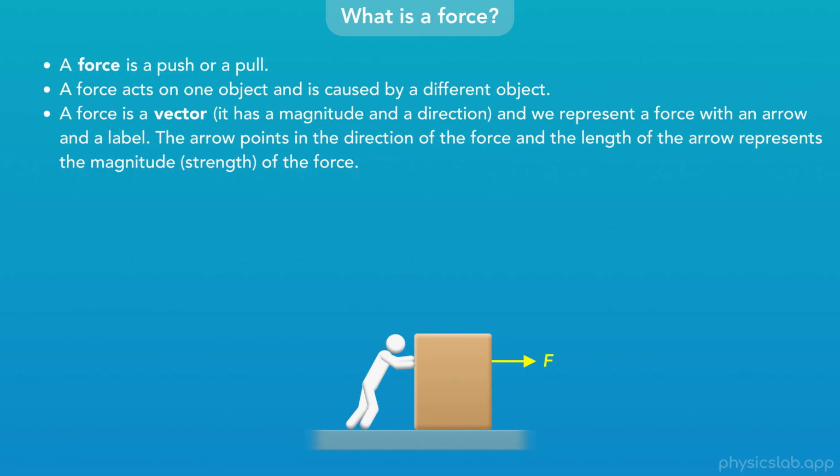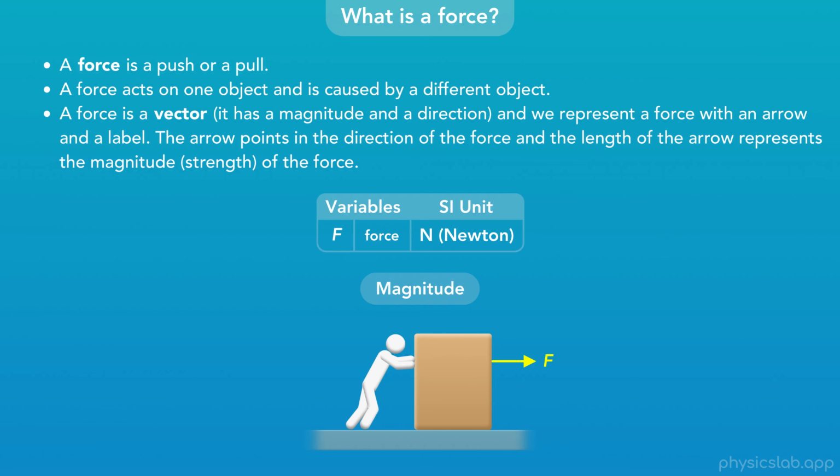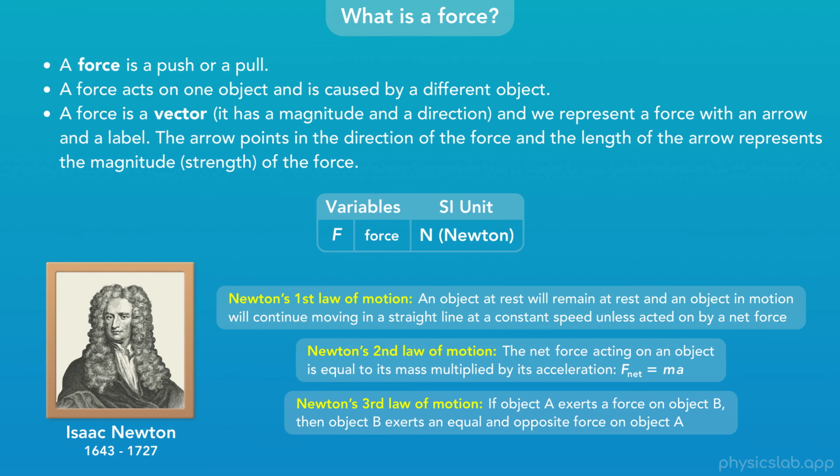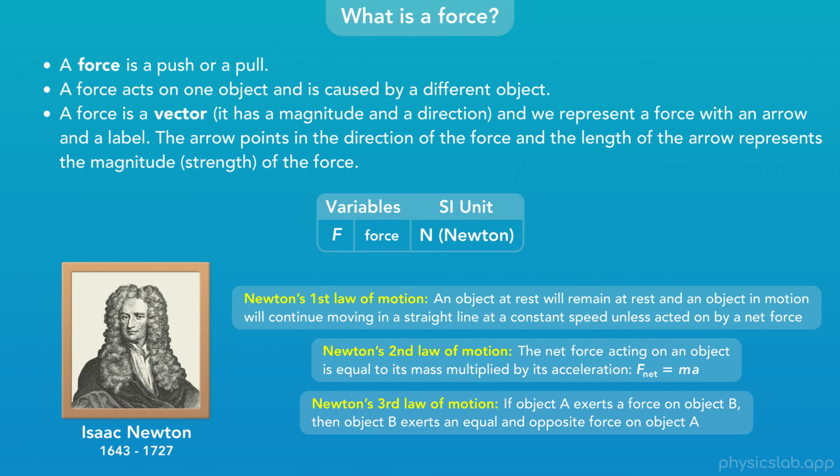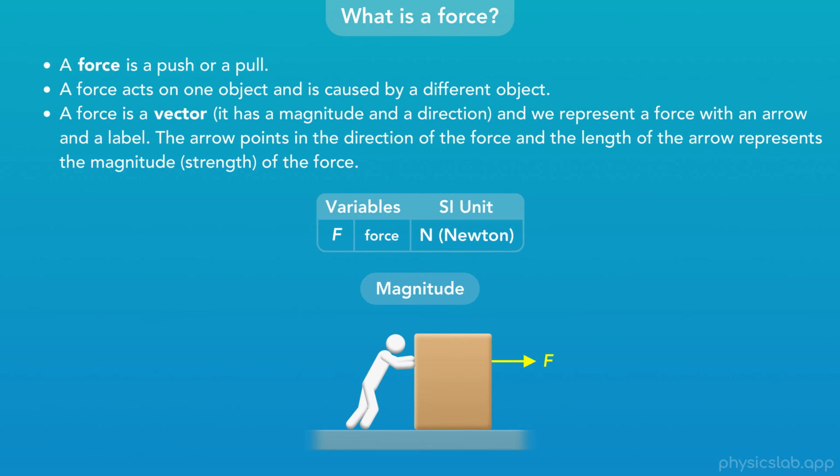So that's how we draw a force, but how do we describe the strength or magnitude of a force? How much force is this person exerting on the box? We measure a force using the SI unit of newtons, abbreviated as capital N, and named after Isaac Newton, the guy that described motion using these 3 laws. So let's say this person is pushing on the box with a force of 10 newtons. That's the magnitude or strength of the force.